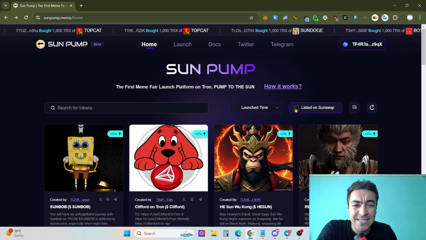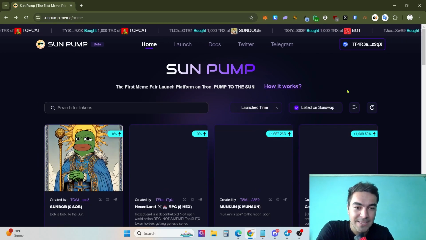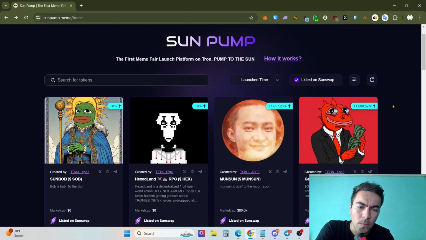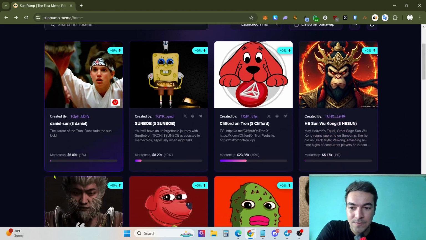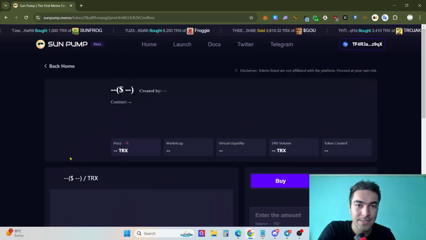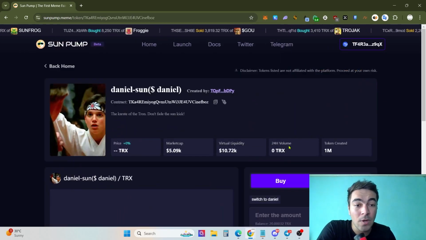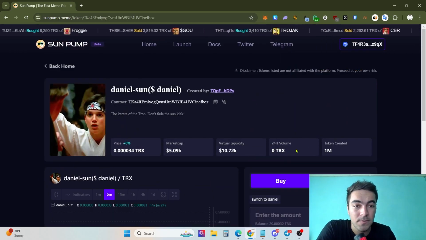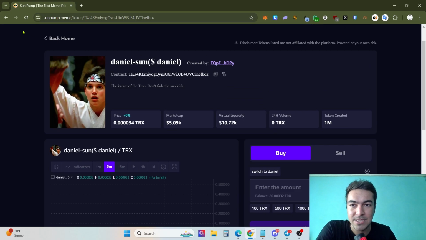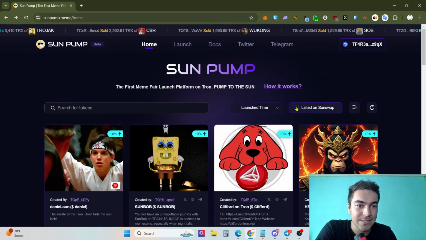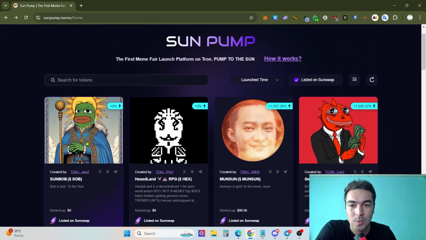Yeah, just click listed on SunSwap. That means you will see normal and tradable coins. As you can see, for example, remove it. For example, market cap is so low. Yeah, it can be potential. It can contain a lot of potential, but when you click, for example, 24-hour volume, there is no volume, zero Tron, and there is no movement even in the 5 minutes chart. That's why you need to just click listed on SunSwap, and then you will see normal coins.